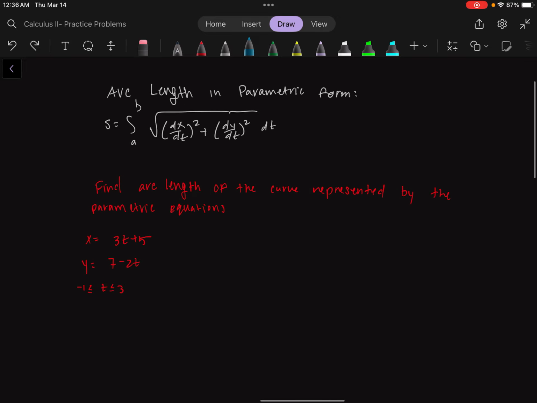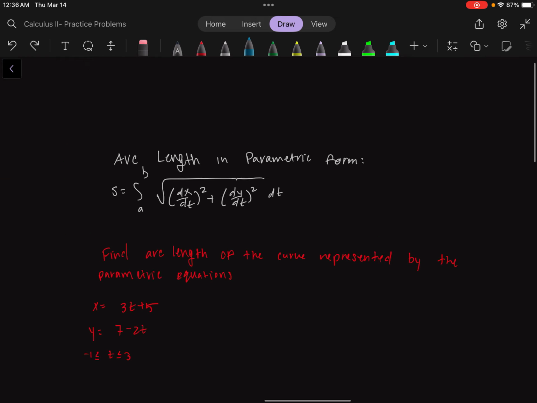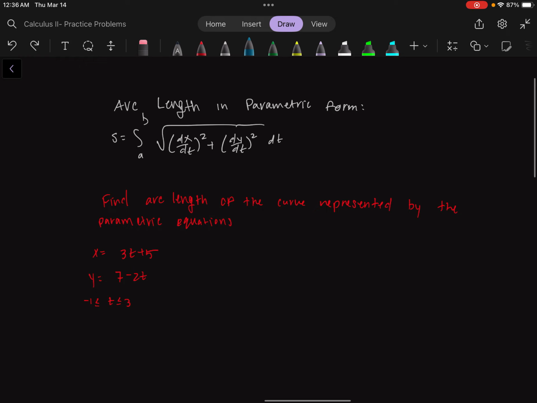Okay, so let's also look at one other application with calculus, except that was Calculus 1. This is Calculus 2, right? Arc length is a Calculus 2 concept, and we have an equation for arc length in parametric form. It is the integral from a to b of the square root, except now the square root has the dx/dt squared and the dy/dt squared. So find the arc length of the curve represented by the parametric equations x equals 3t plus 5, y equals 7 minus 2t, going from negative 1 to 3.